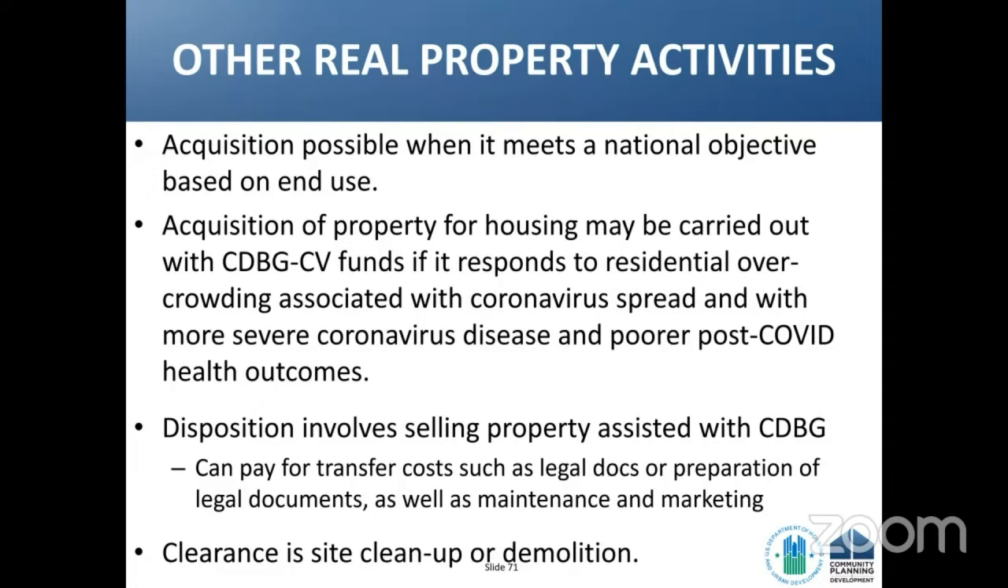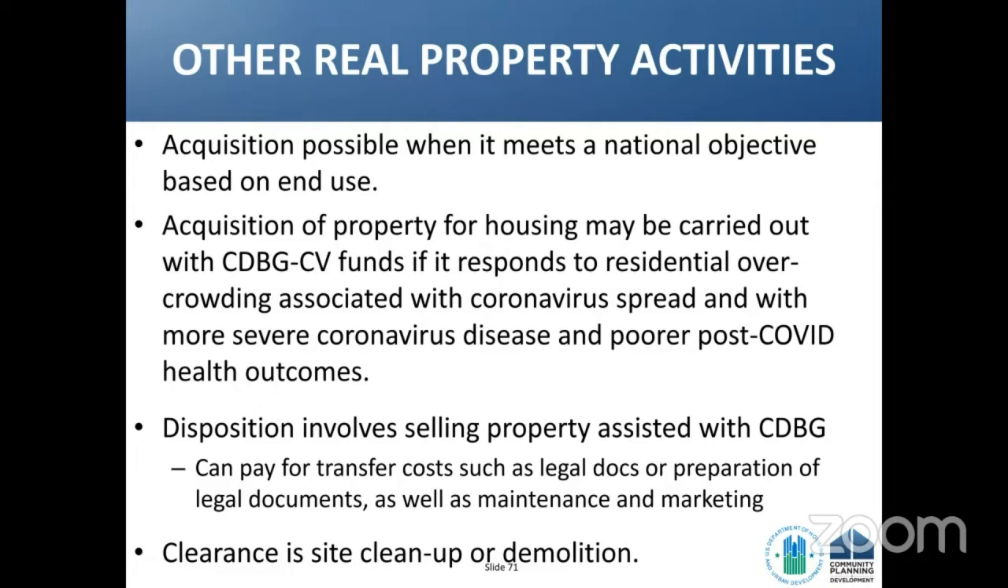We always say if you didn't acquire it with CDBG, then you can't dispose of it with CDBG. But assisted with CDBG means that it may have been improved with CDBG. Some of the costs that are allowable for disposition are listed below. Temporarily maintaining a property until it's sold is eligible.